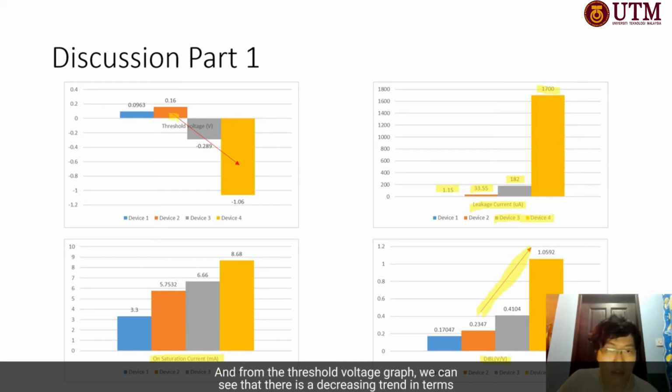We can observe that there's an increasing trend in DIBL from device 2 to device 4. And from the threshold voltage graph, we can see that there's a decreasing trend in the threshold voltage, from 0.16 to negative 0.289 and finally negative 1.06.